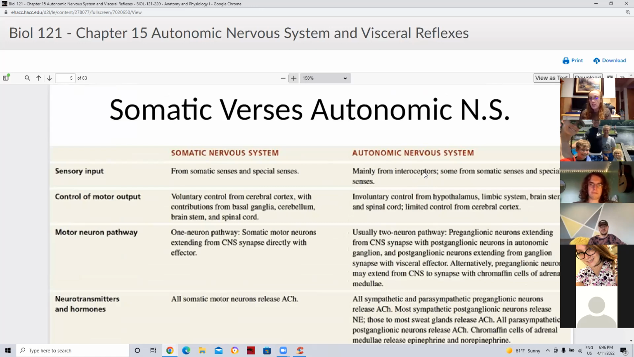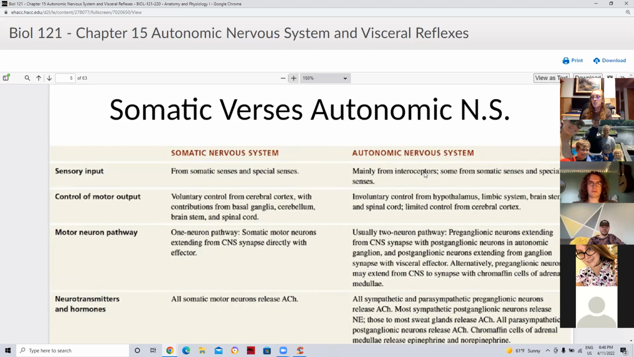Output from the somatic motor nervous system is going to involve voluntary control from the cerebral cortex and contributions from the basal ganglia, cerebellum, brainstem, and spinal cord. Autonomic nervous system is involuntary control through the limbic system, hypothalamus, brainstem, and spinal cord, and limited control from the cerebral cortex.